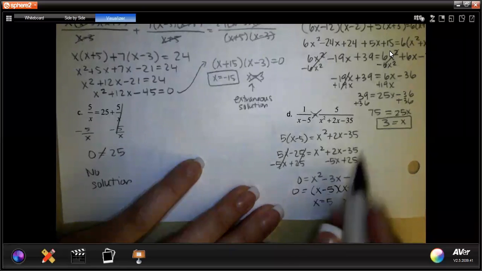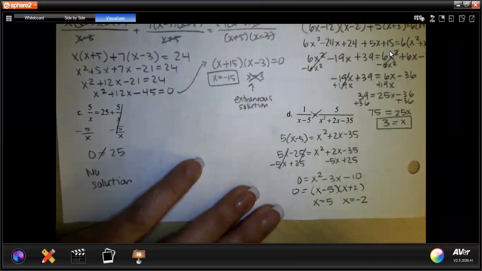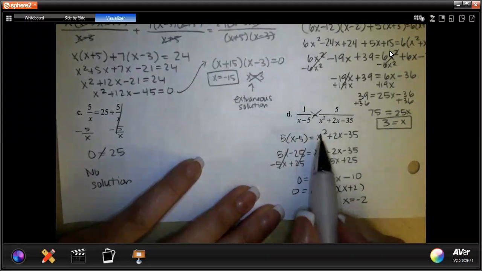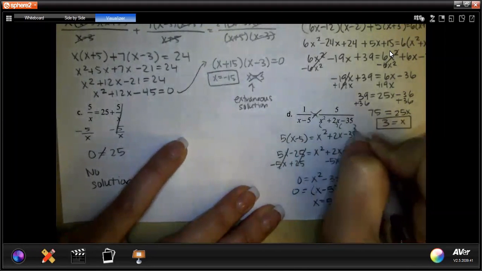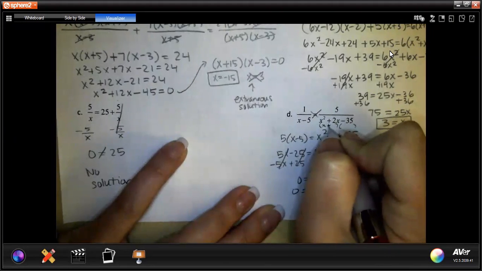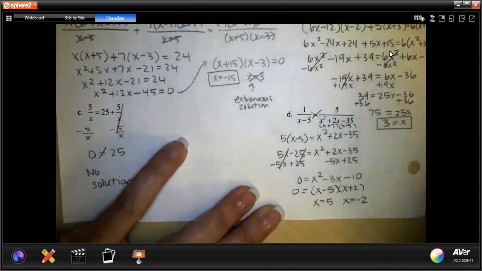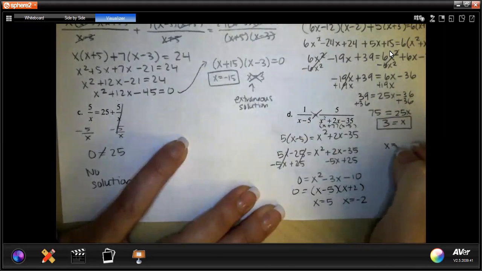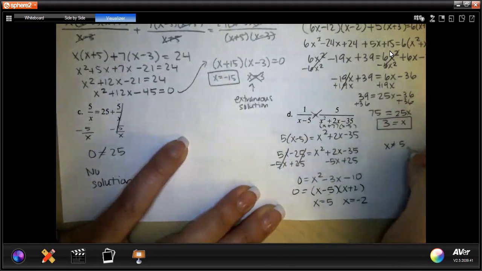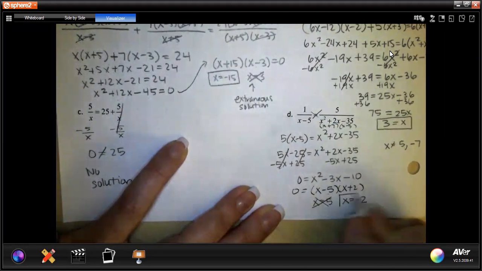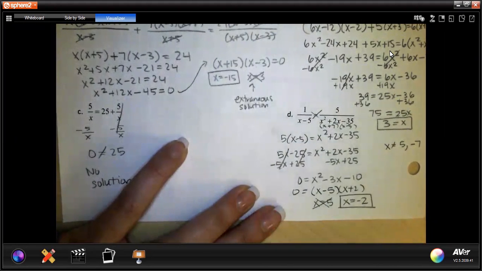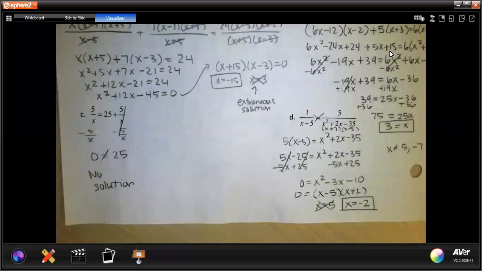Now remember, we always have to go back and verify that those are not restrictions. And so our restrictions here, we got to factor that. That would be x plus 7 and x minus 5. And so our restrictions are 5 and negative 7. This one falls with our restriction, so we do not want to use that as one of our solutions. X equals negative 2 is our only solution. That's what we would want to put down on an answer.